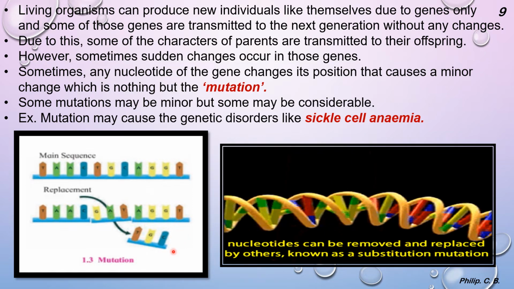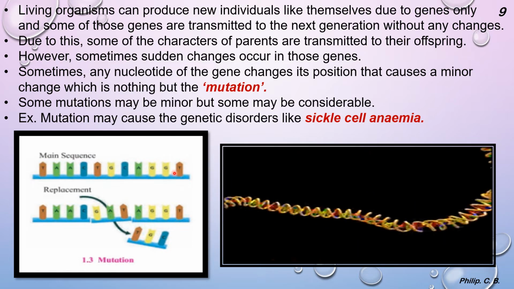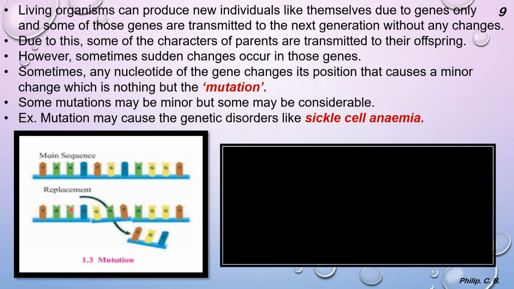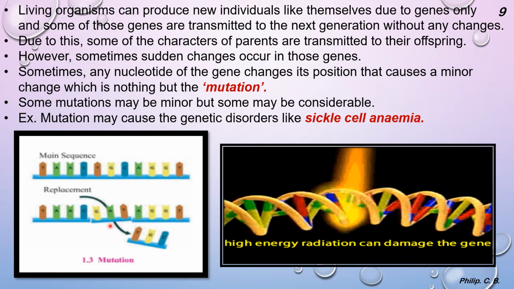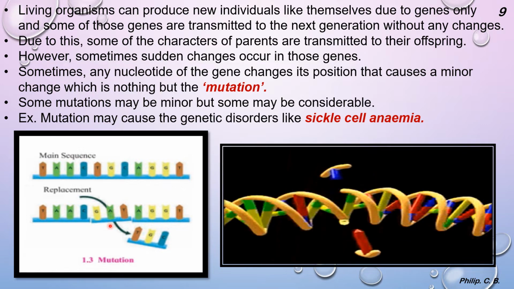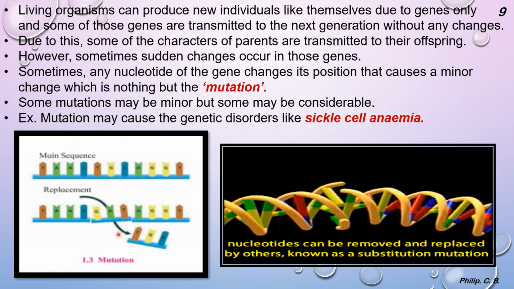Now again, I added the image from the text 1.3 mutation. So you can see the main sequence or main pattern here. By replacement due to mutation, as I told, various reasons are there. That is radiation, chemicals, some environmental changes which can lead to changes or mutation.